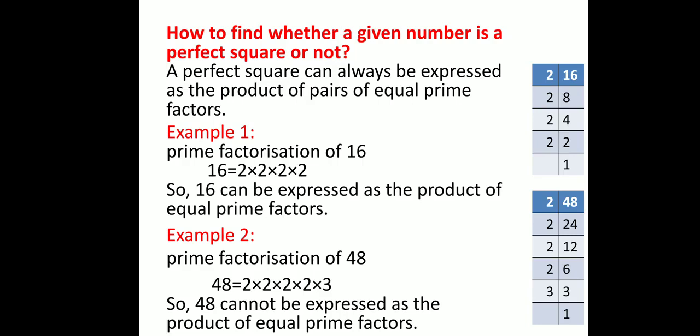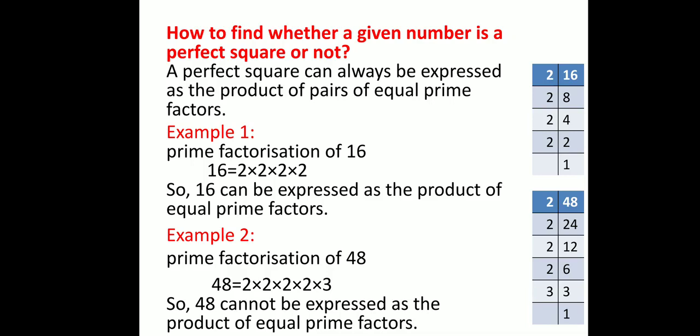2 into 2, that is making one pair, and another 2 into 2, that is making another pair. So, as the definition also indicates, a perfect square can always be expressed as the product of pairs of equal prime factors. The numbers should be present in pairs and it should be a prime factorization and it should be equal. So, three things should be there. It should be prime factors. It should be present in equal pairs. That's it. It should be the product of the numbers.